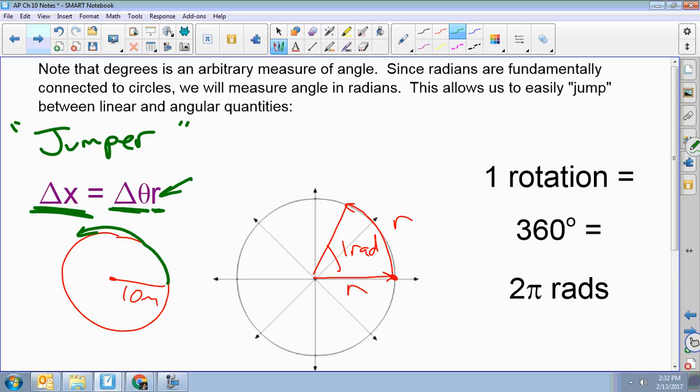Okay. Now, that wouldn't work if you used degrees, right? Because 1 degree is not the same as whatever your radius is, right? It only works for radians because that's what the definition of radians is for r.